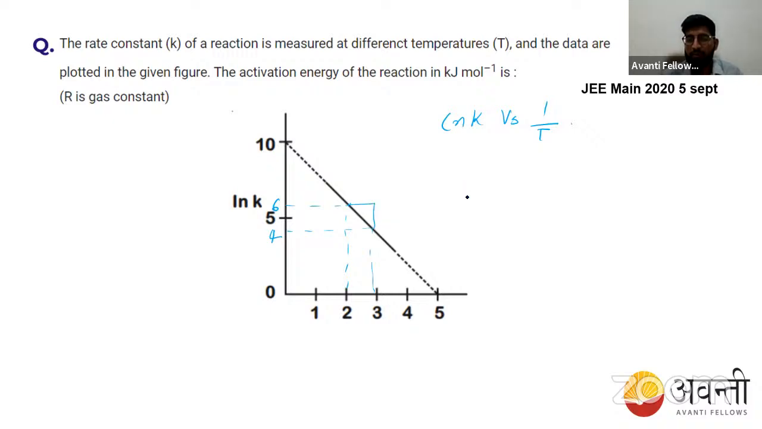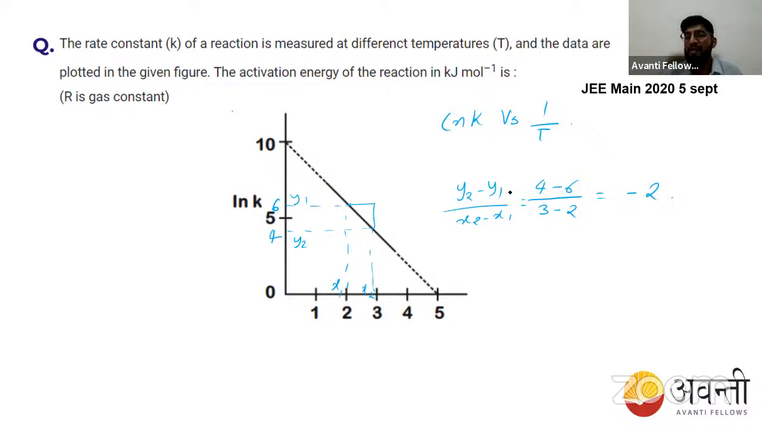Okay, so what will the slope value be? Y2 minus y1 upon x2 minus x1. This will be our slope. What is y2? The y2 value is 4, minus y1, 6. What is the x2 value? 3, minus x1, 2. So this is x1, this is x2, this is y2, this is y1. So what is the slope then? I will get the slope value as minus 2.